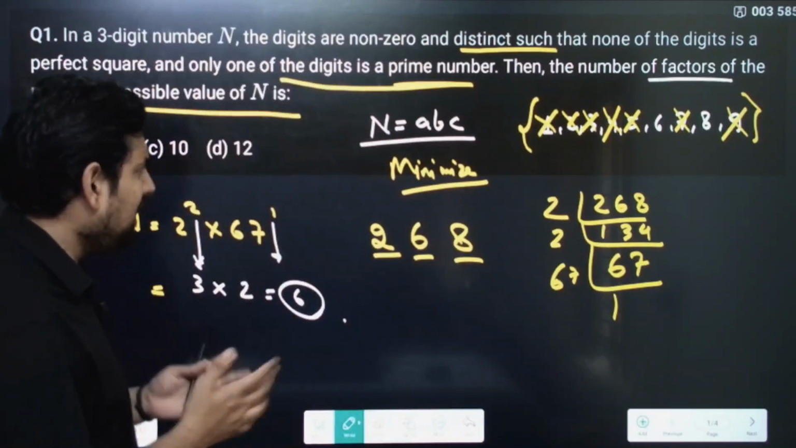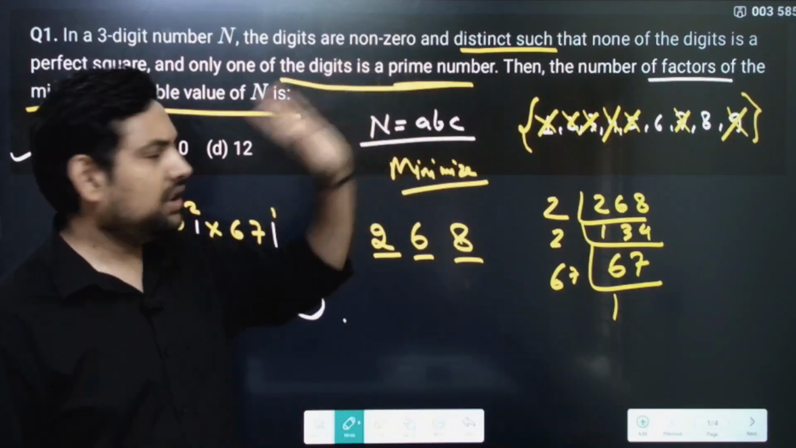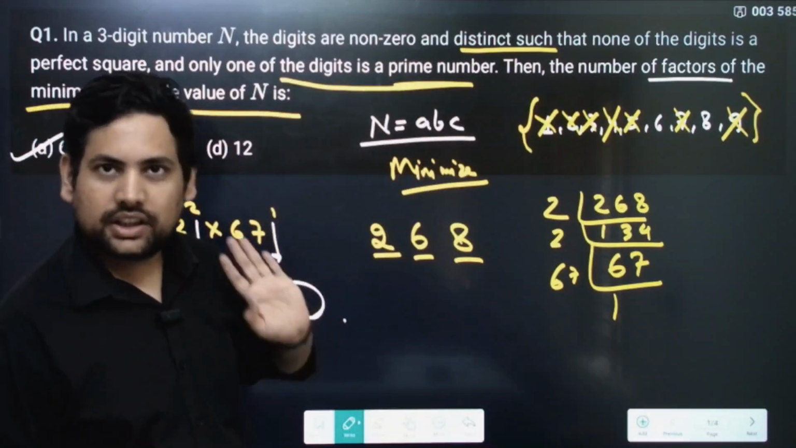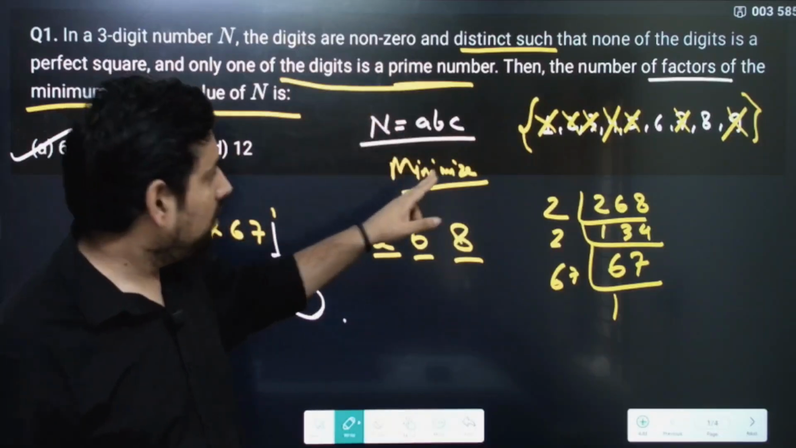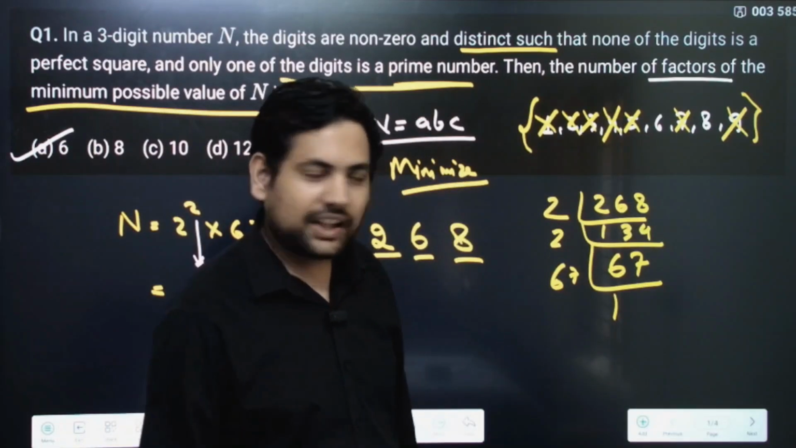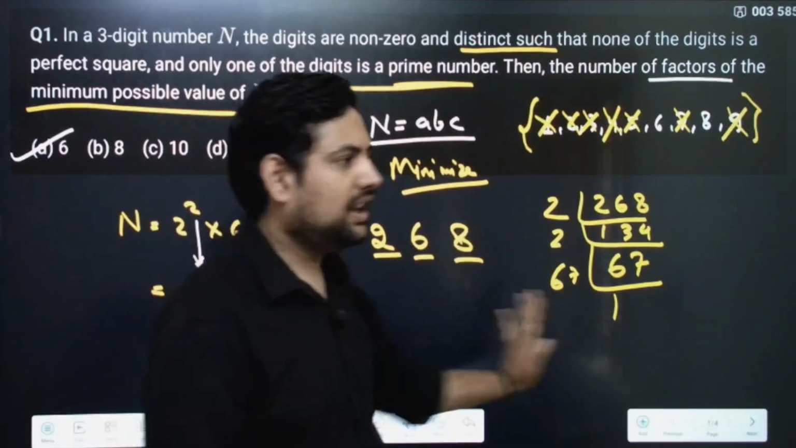Like what I have written here, 3-digit number, so I wrote ABC. Why have I written ABC? Because I say distinct, so I write ABC, correct? Then it said non-zero, so I remove 0 and all the possible digits I have written like this. Very simple, correct? And then step by step you minimize this.